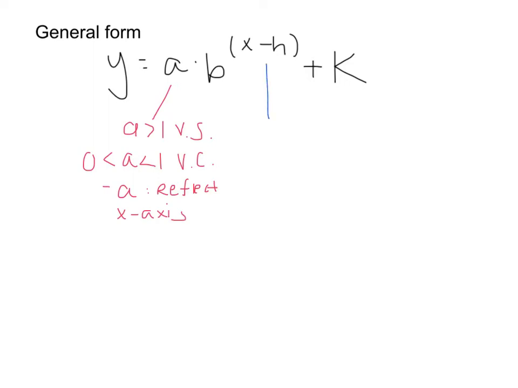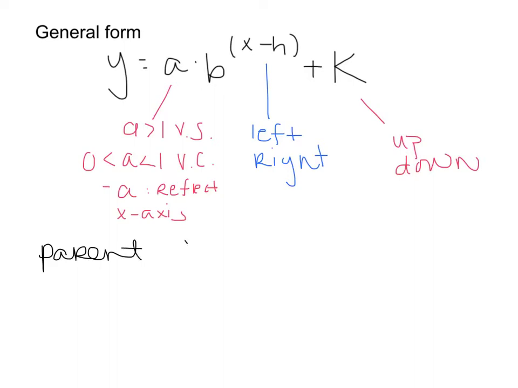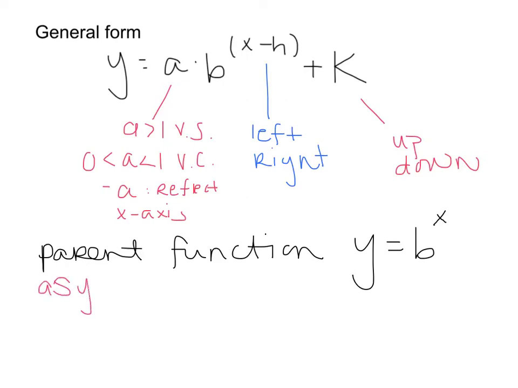The x minus h as the exponent is going to move it to the left or to the right. And then k at the end is either going to move it up or down. And if it ever asks for the parent function, the parent function is just going to be y equals b to the x power. So you're going to ignore the a out in front, the minus h, and the k that's at the end. So your asymptote is now y equals whatever k is.